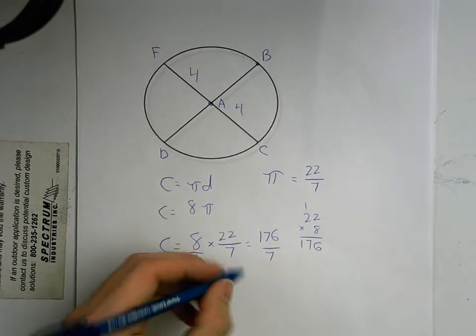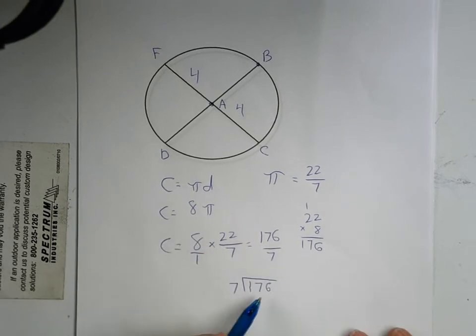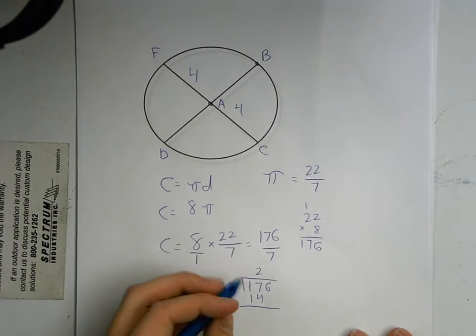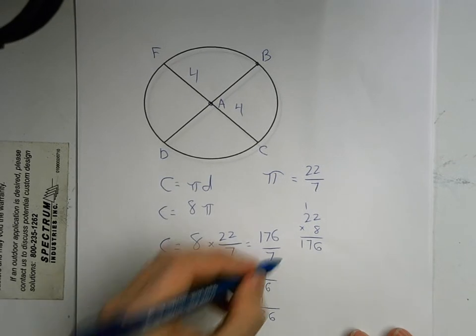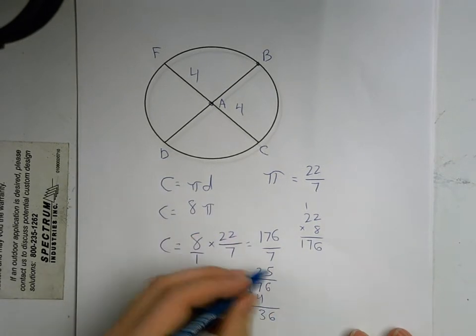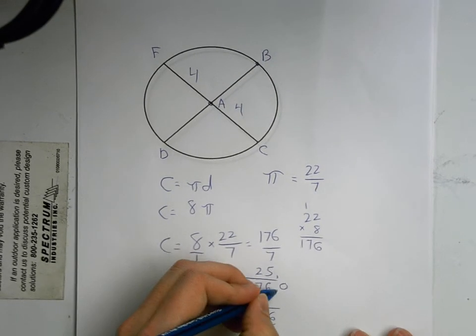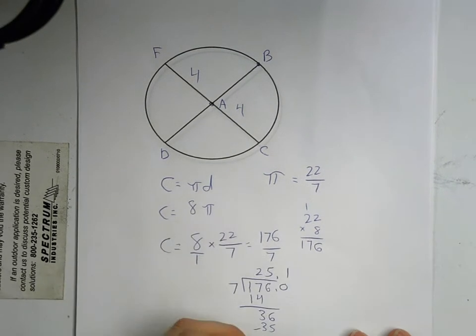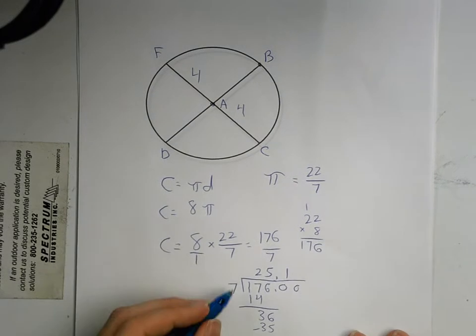And then you have to divide. So 7 into 176. That equals... 7 goes in there 5 times. 5 times 7 is 35. Put my decimal in there. Bring it down. 7 is 3. Bring down my 0.